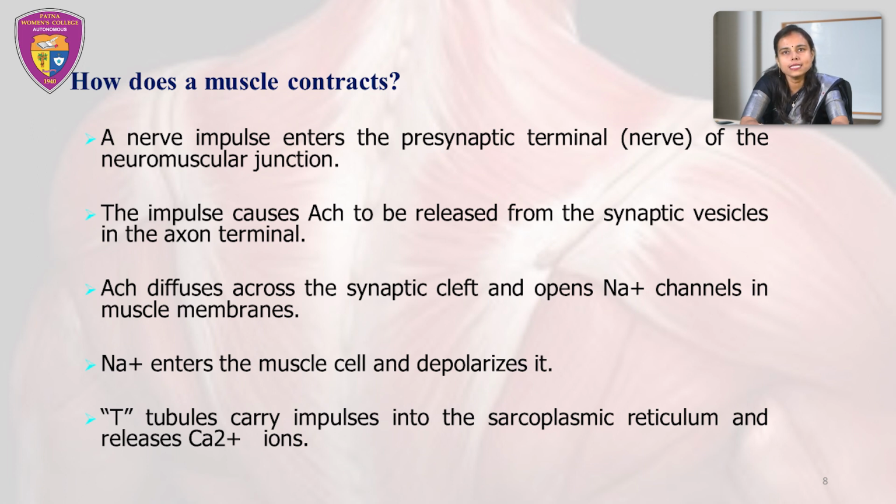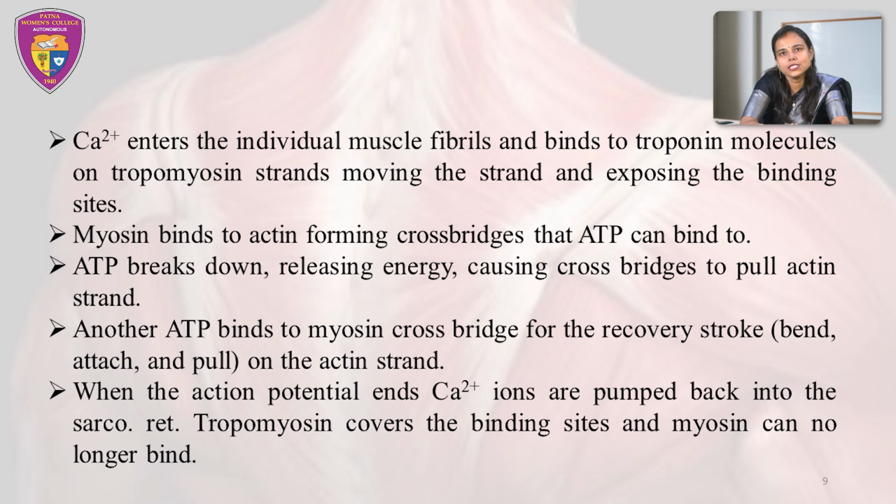T-tubules carry impulses into the sarcoplasmic reticulum and release calcium ion. As calcium ion enters the individual muscle fibrils, it binds to troponin molecules on tropomyosin strands. This brings about the conformational change in the tropomyosin strand and exposes myosin binding sites on the actin filaments. Myosin along with ATP then binds to the actin, forming cross bridges.